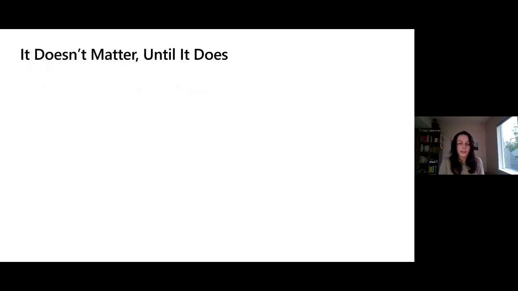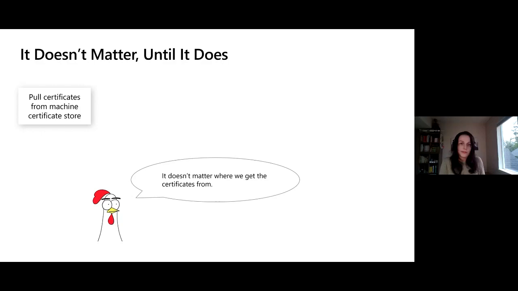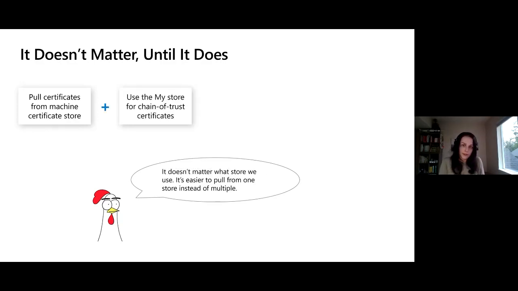Let's take the fake PEP certificate exploit, for example. A lot of individual mistakes and missteps came together here to make that exploit possible. We decided to pull certificates from machine certificate stores instead of strings or files because why does it matter where we get the certificates from? We decided to use the My Certificate store instead of the CA root for chain of trust certificates because it doesn't matter what store we use, but it's easier to pull from one instead of multiple, so why not?